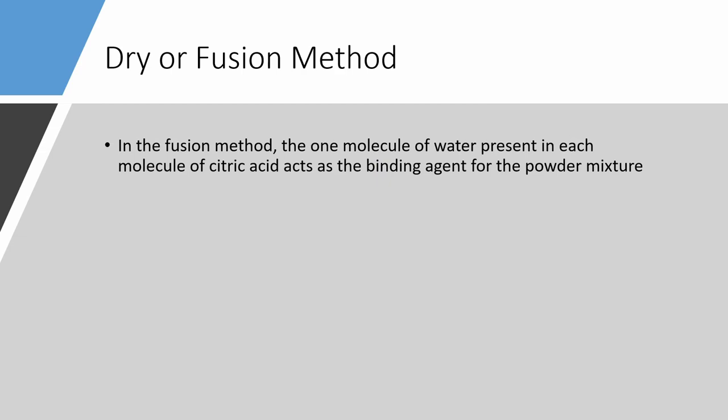So we have two methods of preparing our effervescent granulated salts. First is the fusion method, in which one molecule of water present in each molecule of citric acid acts as a binding agent for the powder mixture. Basically, you're not going to add water, you're just going to mix all the ingredients together and they will adhere on their own because of citric acid, which has a natural water of crystallization. So if you mix them together, they will naturally form granules and you will just have to sieve them.